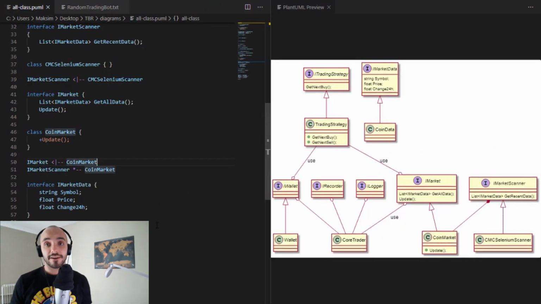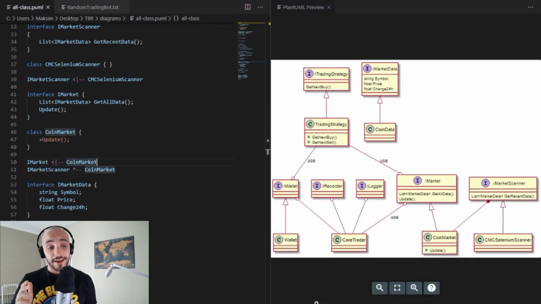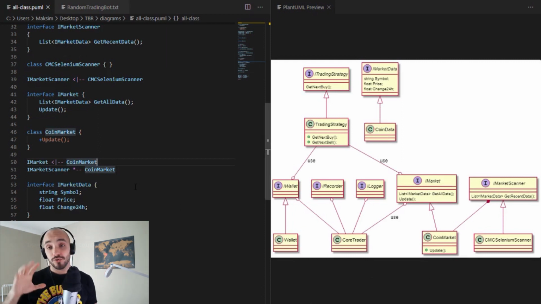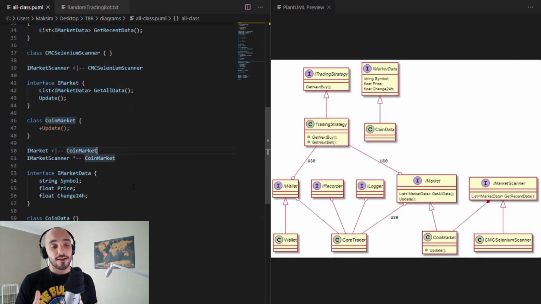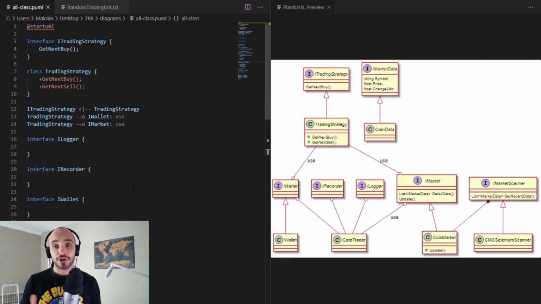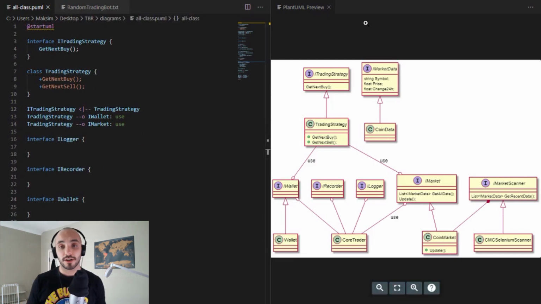So that's the UML diagram I had at the moment. I ended up changing it, but the main parts are the core trader, which pulls everything together. Then the market scanner and the market actually grab the coin data from the market. I wanted to use Selenium, but then I ended up using just the CoinMarketCap API.